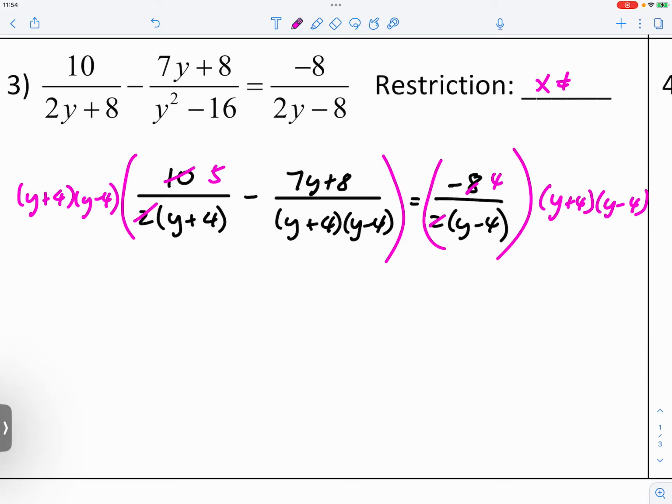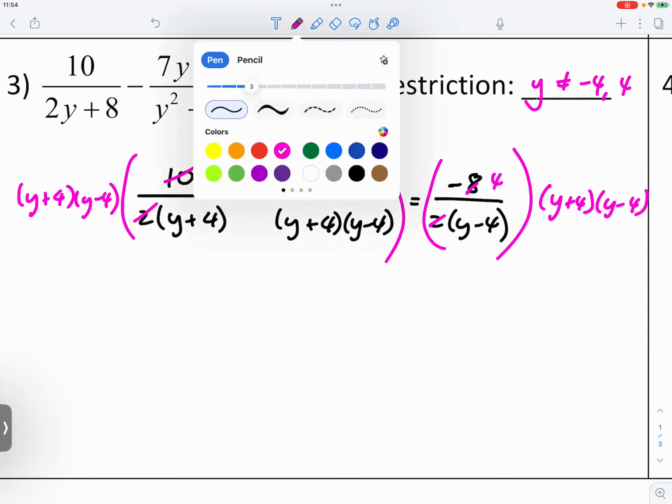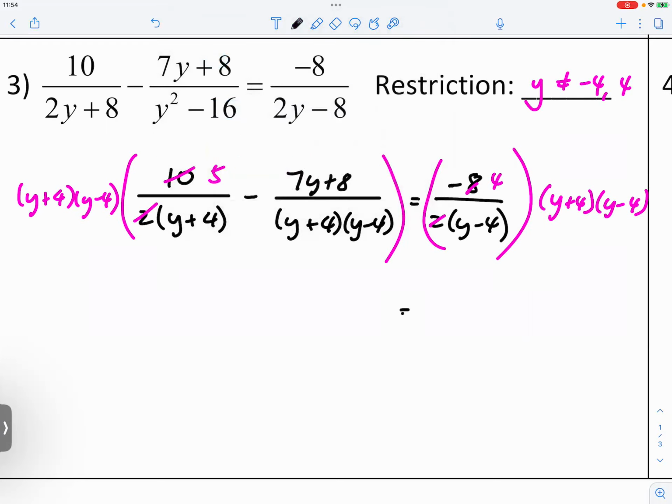And then we say, what, not x in this case, it's y. What couldn't y be? And apparently y couldn't be -4 or 4. So now we can go ahead and simplify stuff. Don't forget the negative on the right-hand side. The y minus 4 will be gone, so you just have y plus 4 left. And then you have 5 times y minus 4, because y plus 4 is canceled out. And then this will be just 7y plus 8.